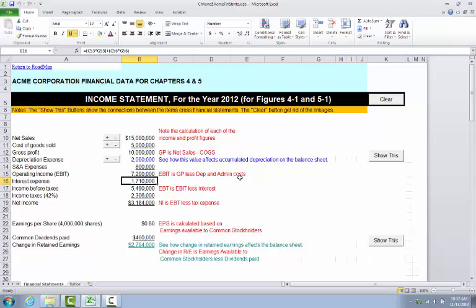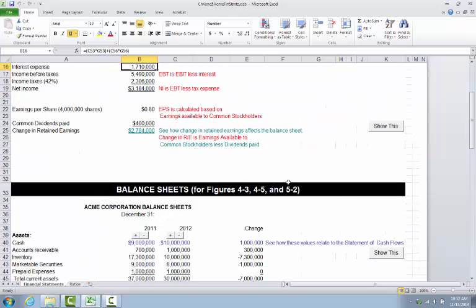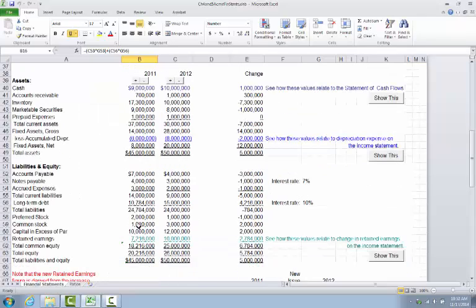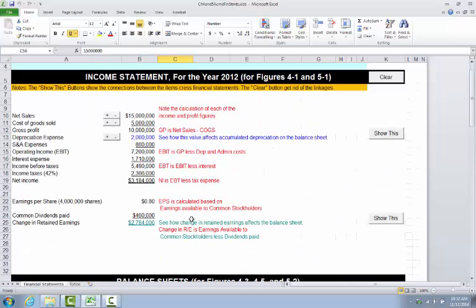Here we have $1,710,000 worth of interest expense. I call your attention to the fact that the principal on our debt is down here on the balance sheet. The interest is here on the income statement. That leaves us with income before taxes. You'll note that everything that was subtracted earlier on the income statement was a tax-deductible expense.